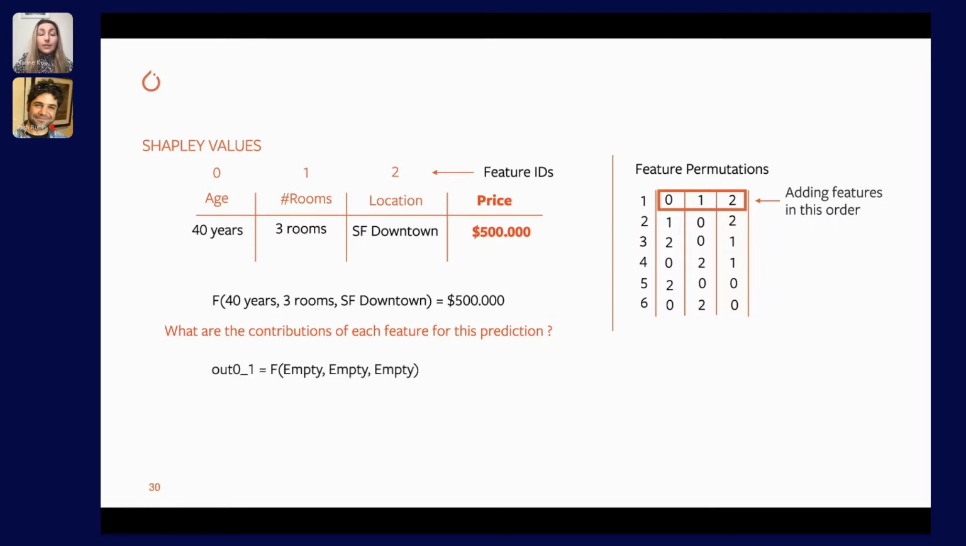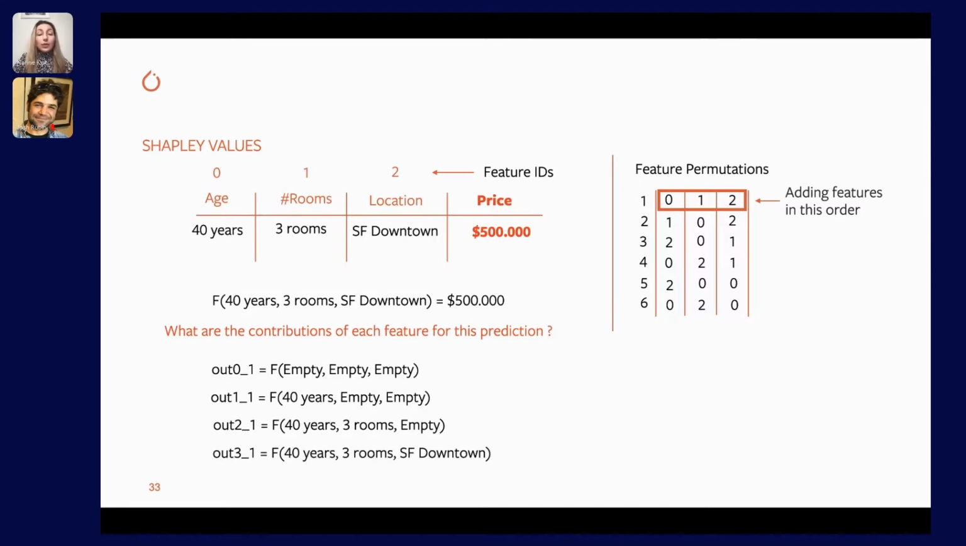In the very beginning, we don't have any features, we don't have any players, and we compute our function output when features are not present, when they are empty. Then the first feature arrives, which is the age. We add it to the game and compute the function's output for that feature. And then we compute the function's output when the next feature, the number of rooms, enters. And lastly, when the location enters, we compute the function output as well.